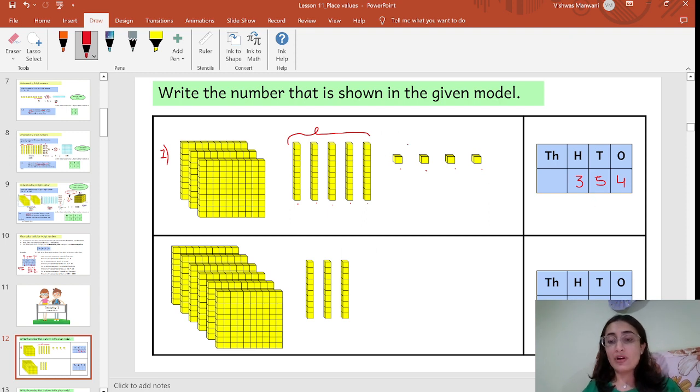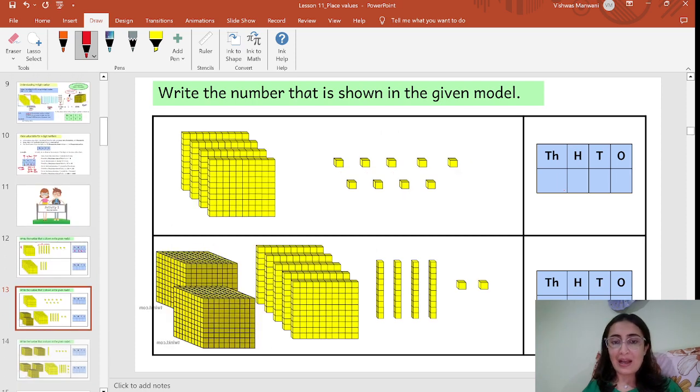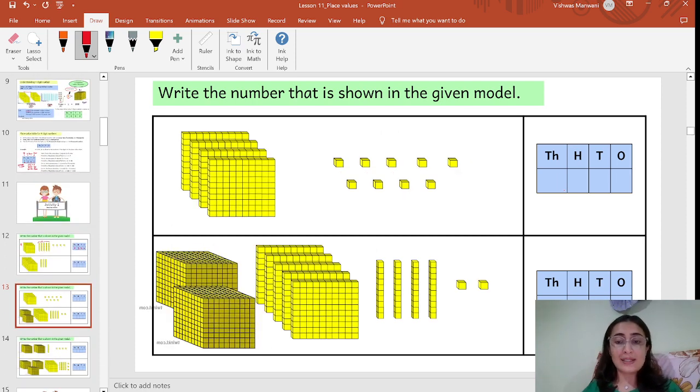Now here, as you can see, there is no thousands, no representation of cube here. Therefore my thousands digit becomes 0. And the value of 0 before any number is nothing. So the number will still remain the same. Okay, let's continue. Let's come to a more difficult question.